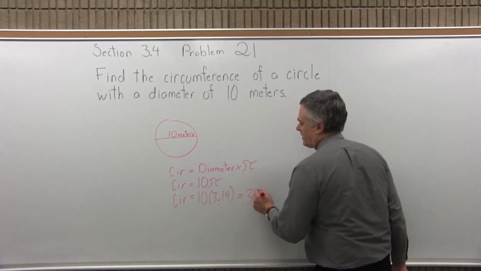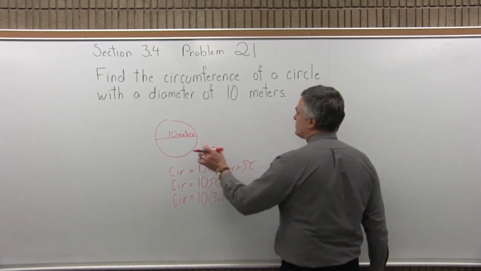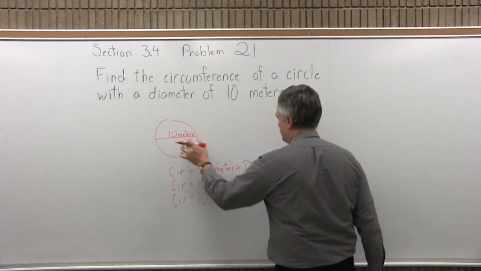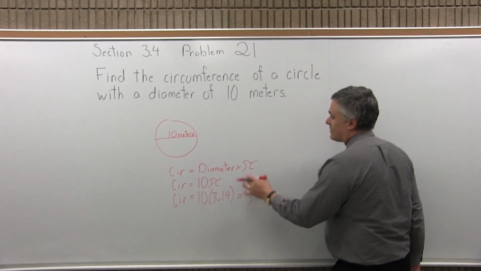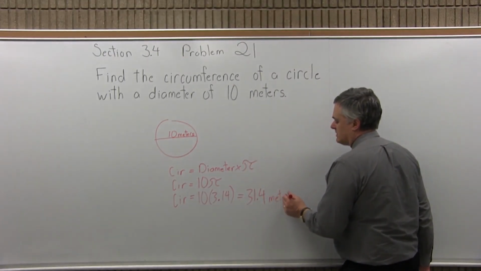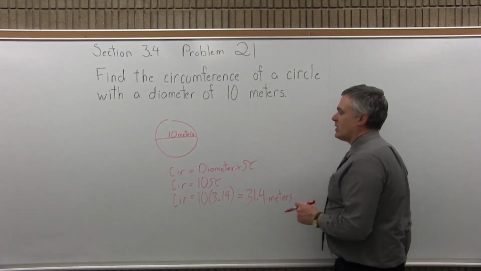It's 31.4. Now, since this really is an application problem that involves units of measure, which is meters, my answer has to have the right units of measure. So for this, it will be meters. So the circumference is 31.4 meters.